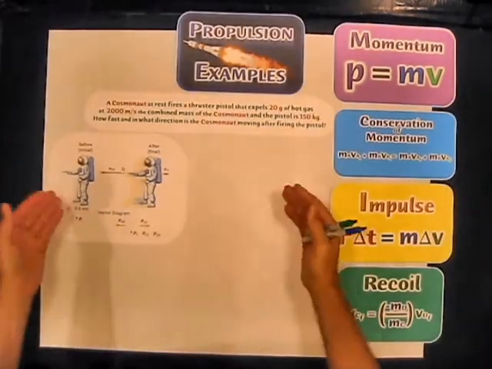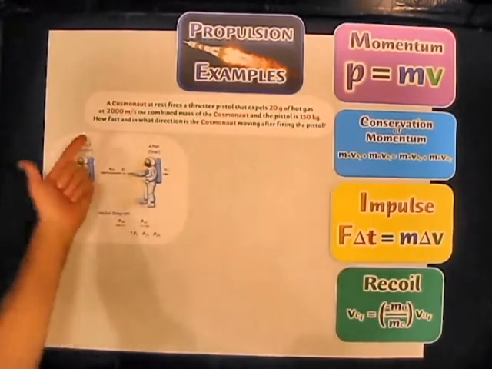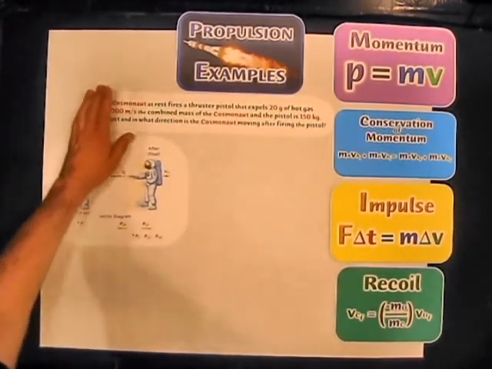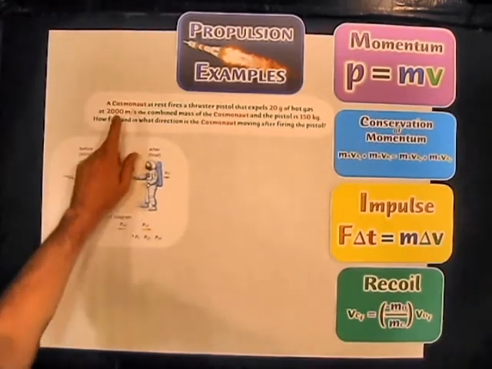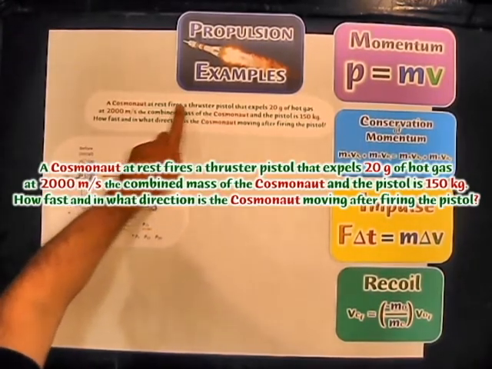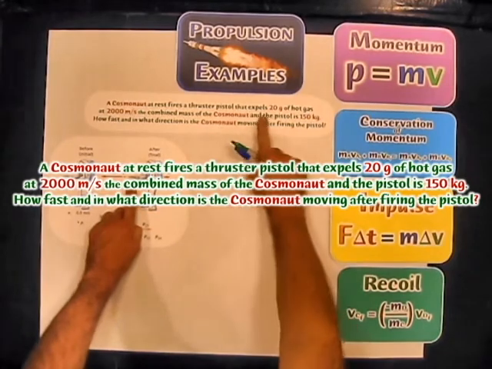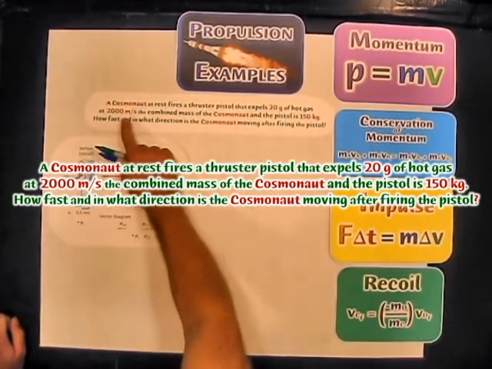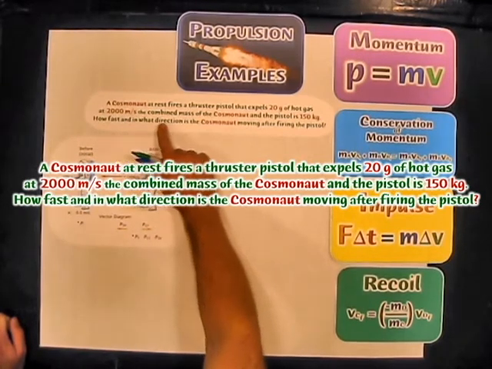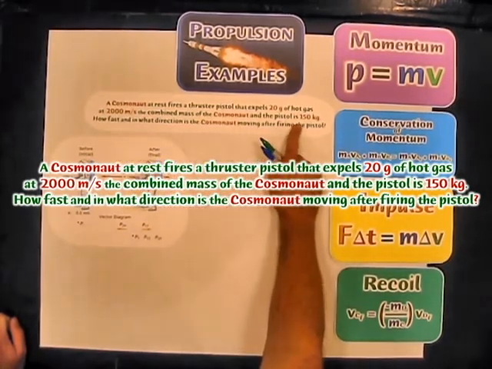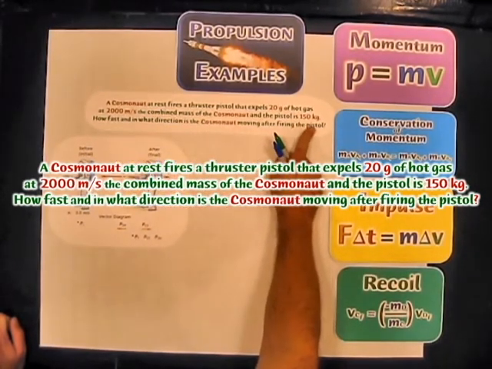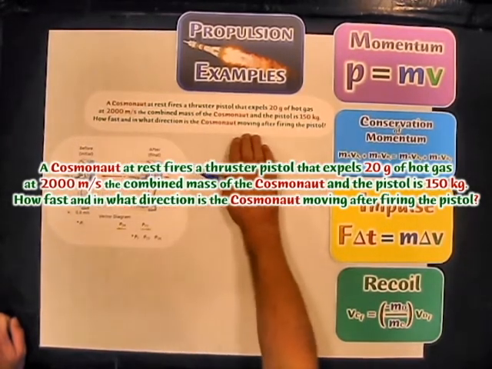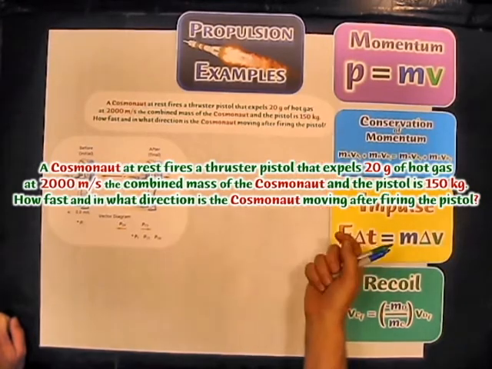So here is our next example. It's another one of these kinds of problems, right? This time it's a cosmonaut. A cosmonaut at rest fires a thruster pistol that expels 20 grams of hot gas at 2,000 meters per second. The combined mass of the cosmonaut and the pistol is 150 kilograms. How fast and in what direction is the cosmonaut moving after firing the pistol?